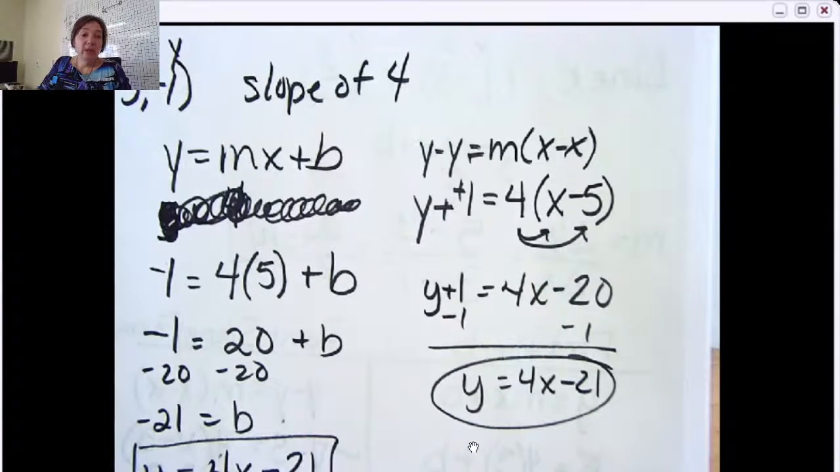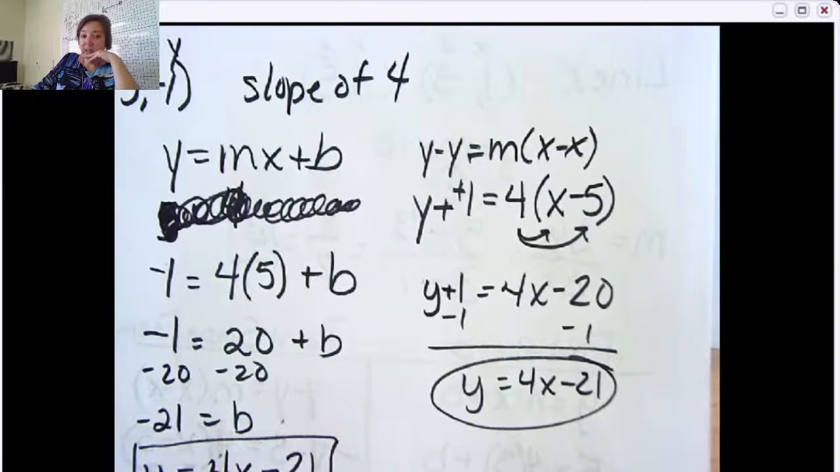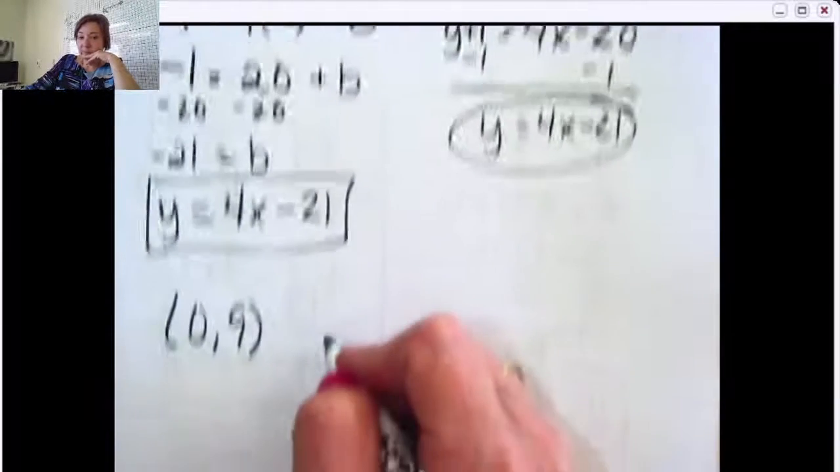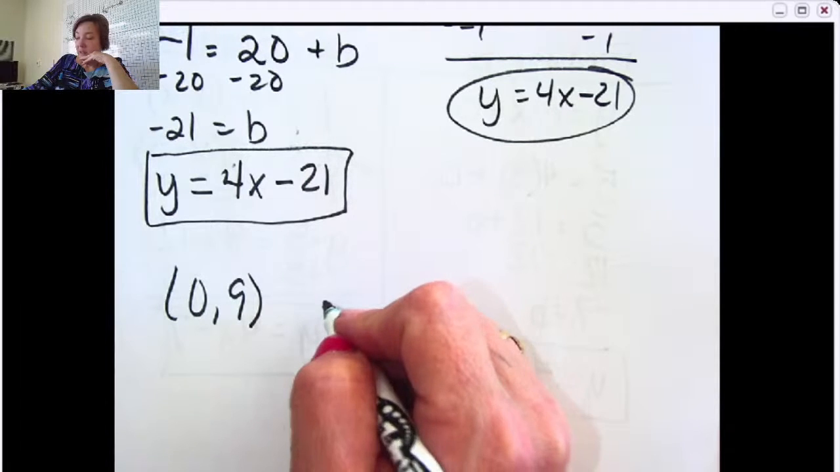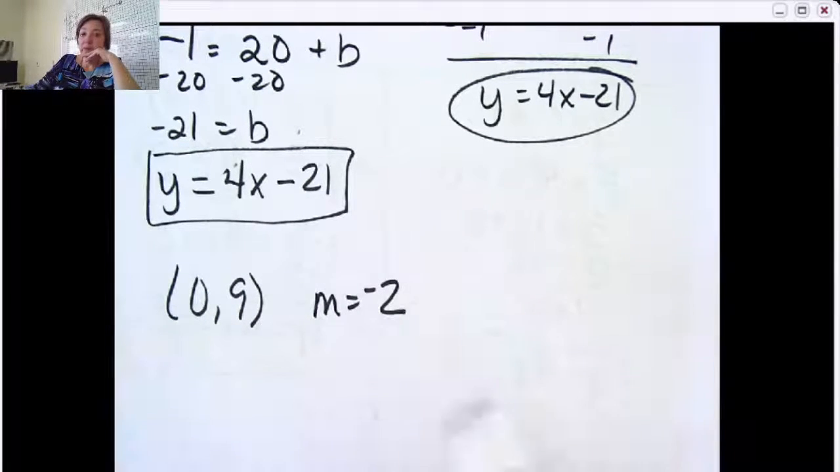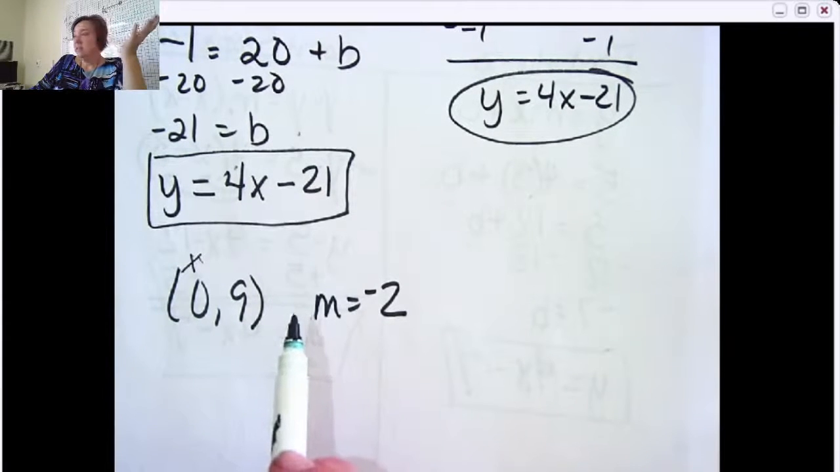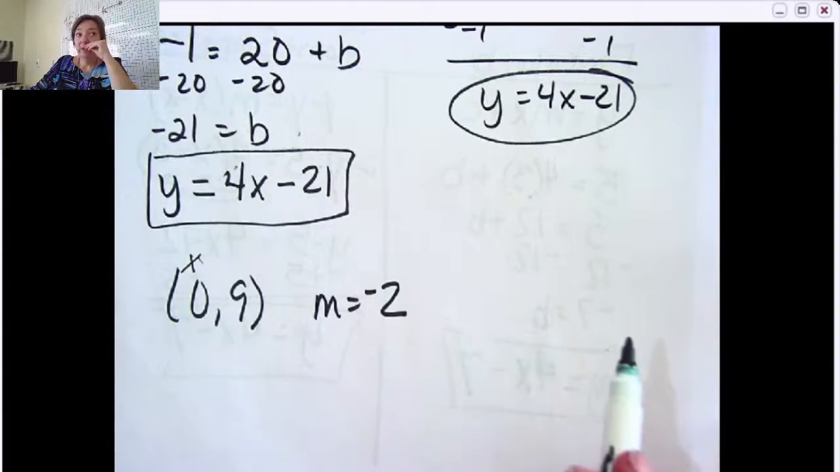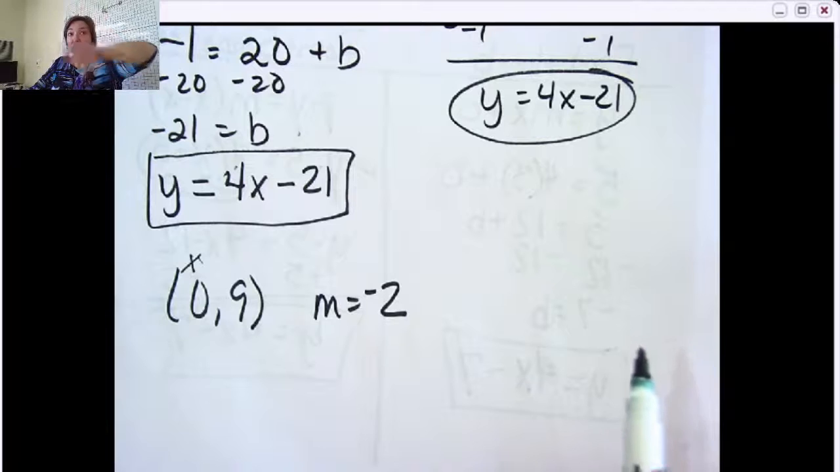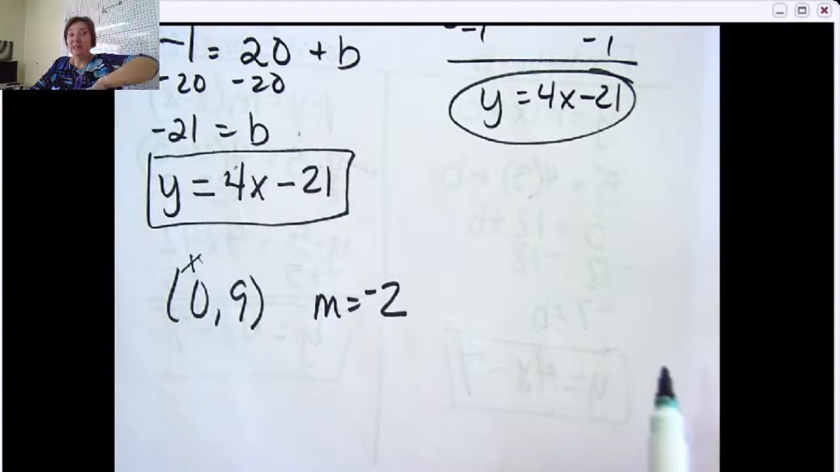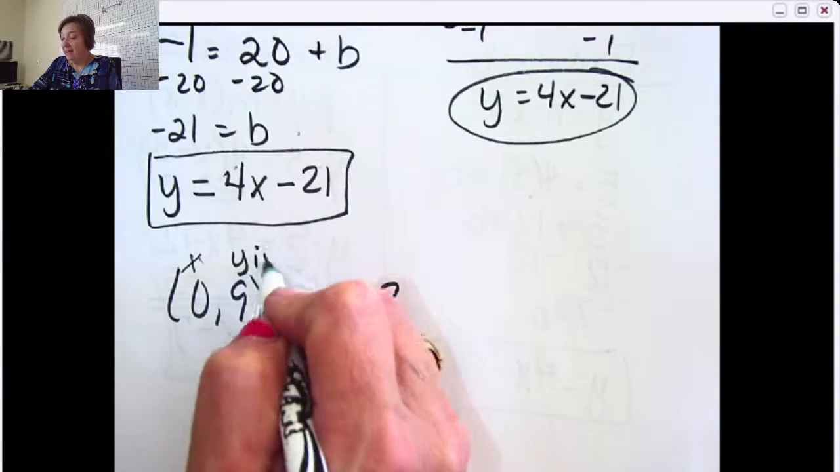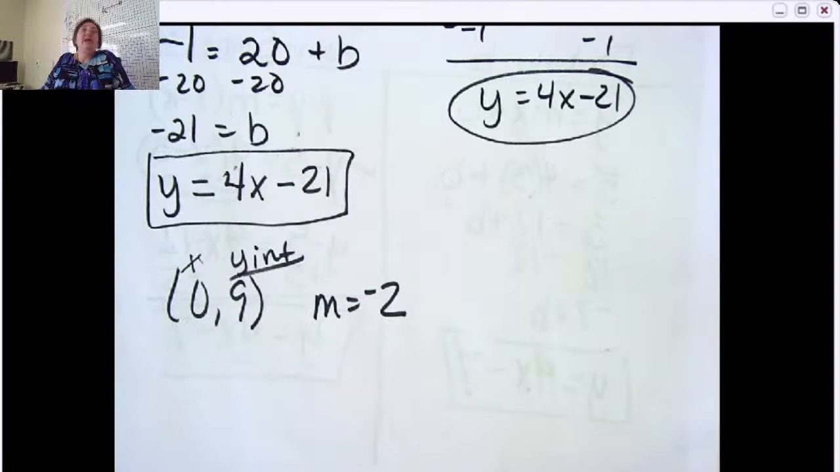Okay. I think the next one says that they give us this. The line goes through this point and has this slope. Y'all, if x is 0, where is this at on the coordinate plane? If x is 0, it's on the y-intercept, isn't it? Yeah. I mean, it's on the y-axis, which means this is your y-intercept. That's your b. They gave you the b.